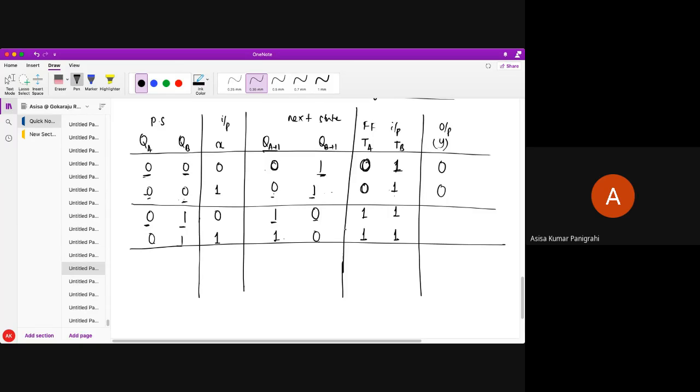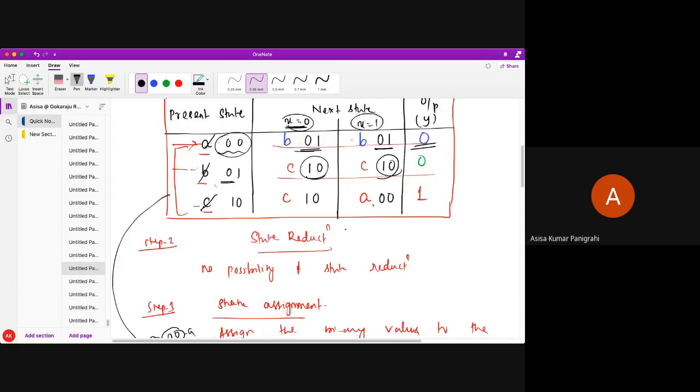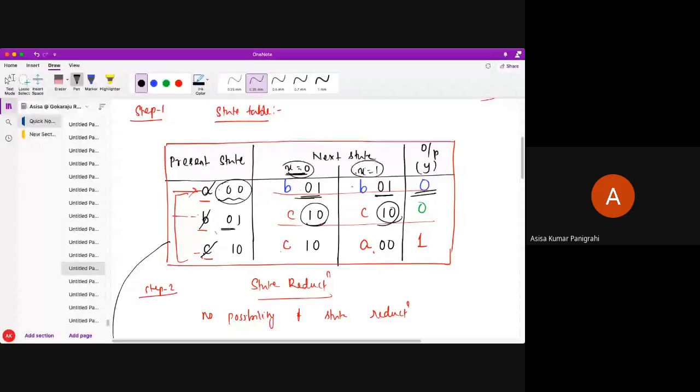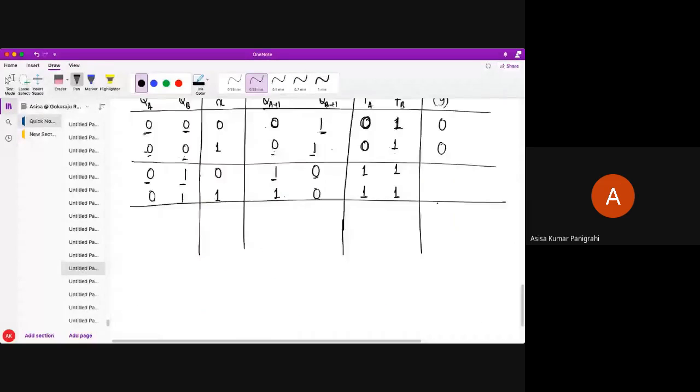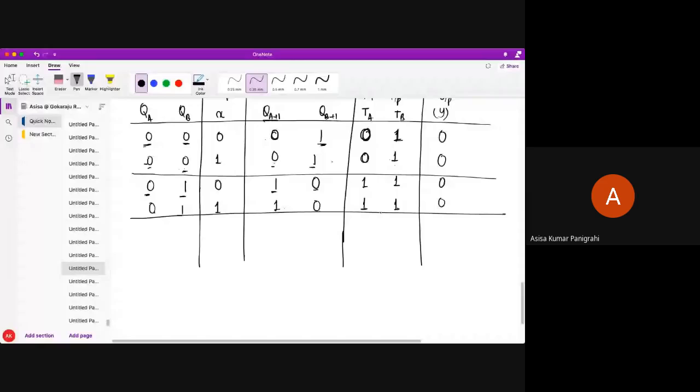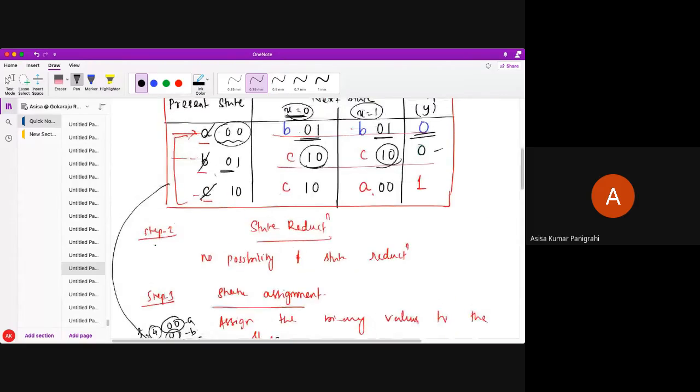Now, what is my output? For input x equal to 0 or input x equal to 1, my output is always 0. So, for both the cases, my output is 0. Okay, do you all understand? Now, I move to the next state, which is 1, 0, C state.